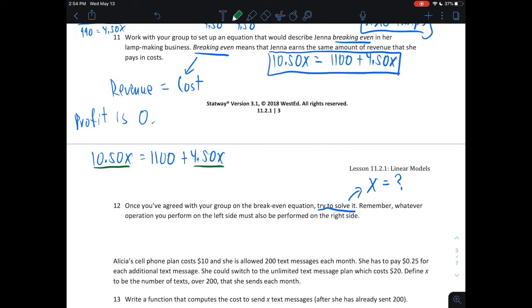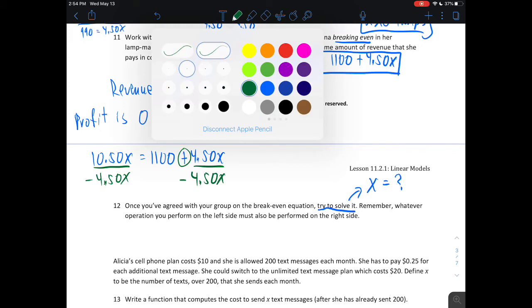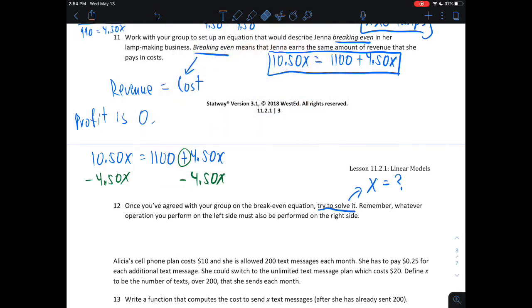And how would I do that? Take a look at the symbol that is just in front of the 4.50x. It's a plus. So what's the opposite of plus? It's subtract. So I need to subtract 4.50x from both sides. Okay, so now, what am I left with on the right-hand side? Well, I had 1100 plus 4.50x, but now I just subtracted 4.50x. So all that's left is the 1100 that I began that side with.